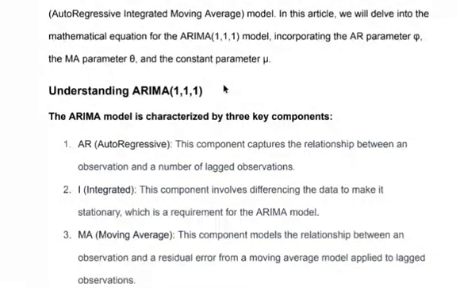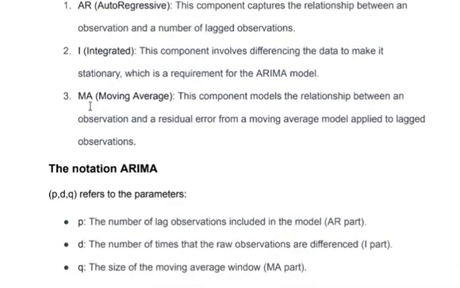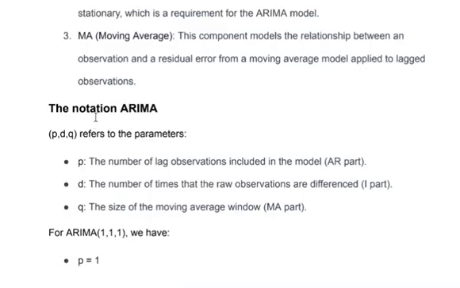Understanding ARIMA(1,1,1). The ARIMA model is characterized by three key components. AR, autoregressive: this component captures the relationship between an observation and a number of lagged observations. I, integrated: this component involves differencing the data to make it stationary, which is a requirement for the ARIMA model. MA, moving average: this component models the relationship between an observation and a residual error from a moving average model applied to lagged observations.